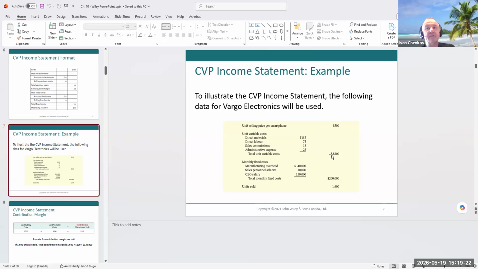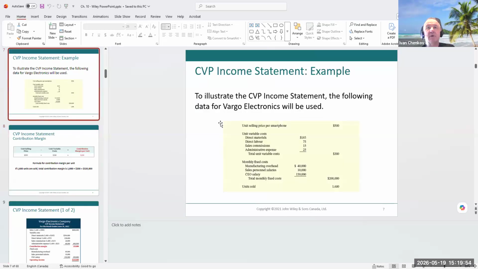So from every single smartphone, I'm generating a contribution margin of $200. My total fixed costs are $200,000. Now the logical question is, how many cell phones do I need to sell in order to be cost free, or not to lose money but to cover my expenses? That's what we're trying to do.